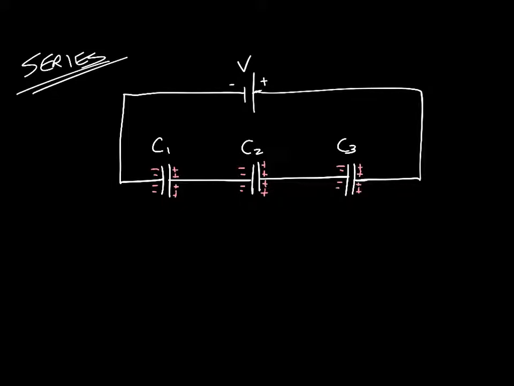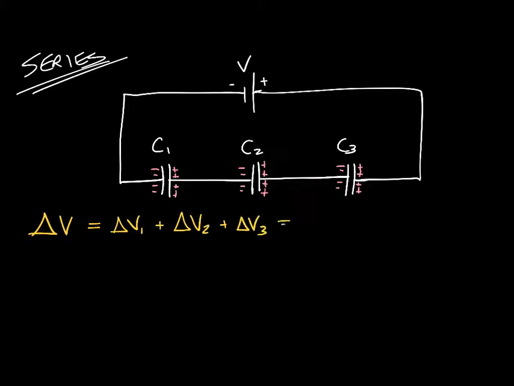Because there's only one current value. Because there's only one path for current flow. So now we're not dealing with the sum of charges. Now we need to deal with the sum of voltages, because that's what is getting divvied up here. All right? So I'll have a change in voltage for 1, plus a change in voltage for 2, plus a change in voltage for 3.